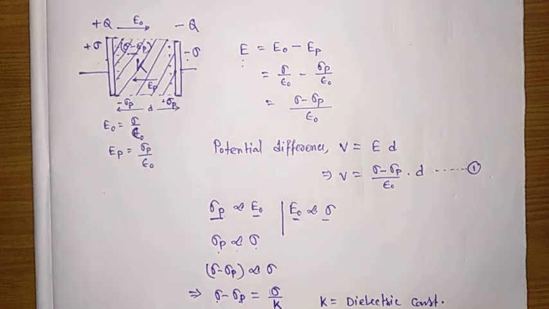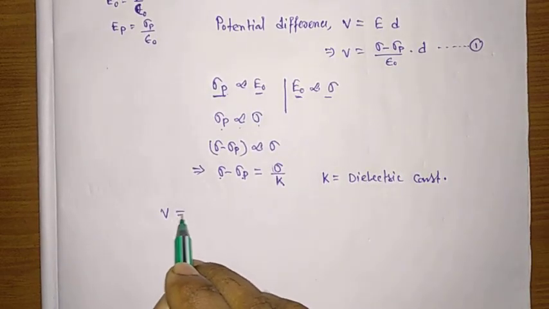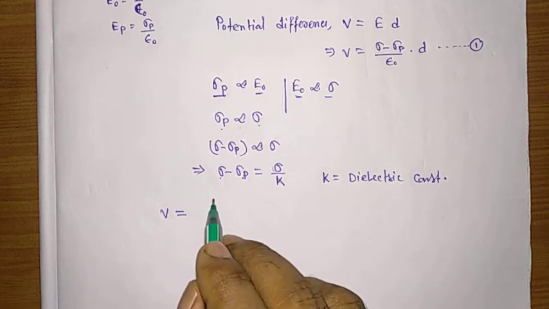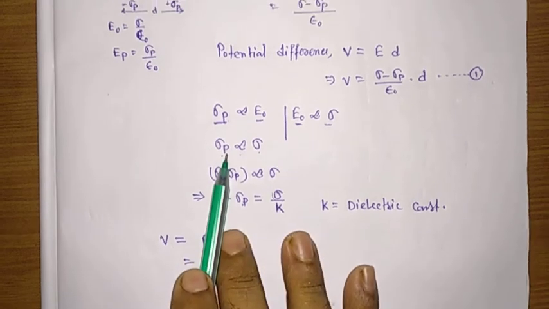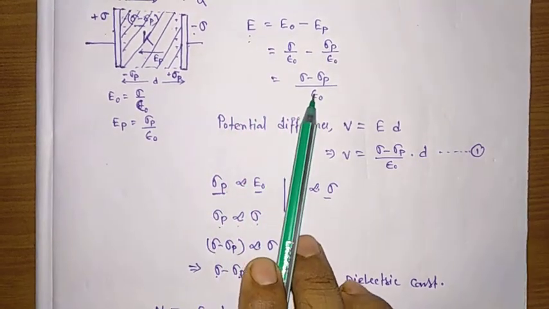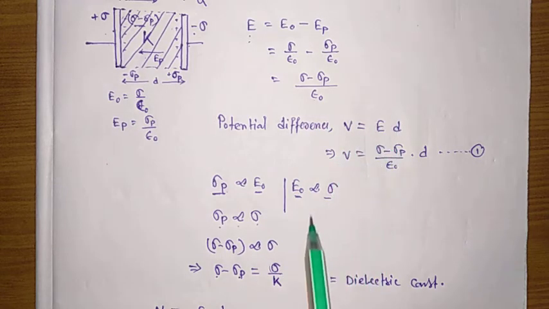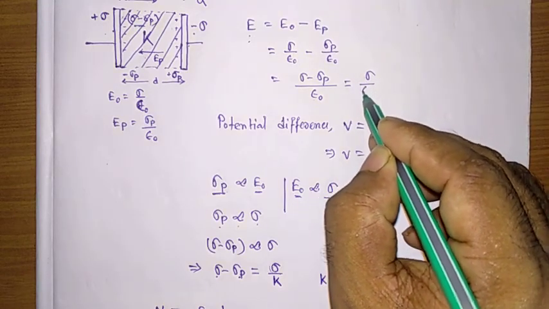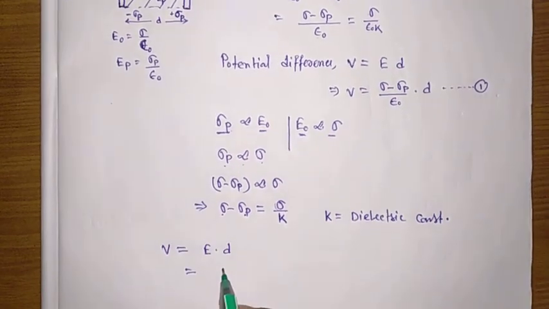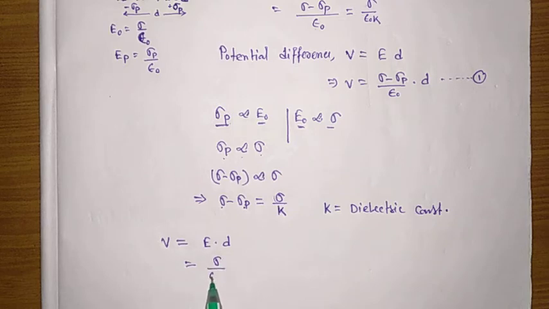Now consider the potential difference between these two plates as V. Then V is equal to E into D. E we already found as sigma minus sigma P by epsilon naught, and sigma minus sigma P is equal to sigma by K. So E is sigma by epsilon naught K, and V is sigma by epsilon naught K into D. Sigma is Q by A, so V is Q D by A epsilon naught K.